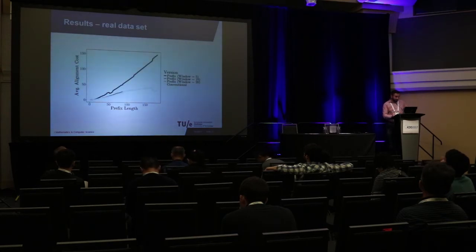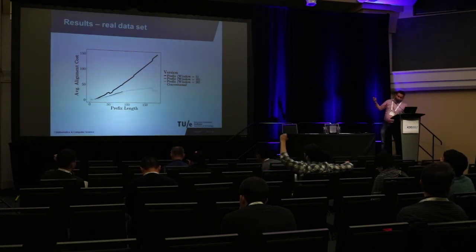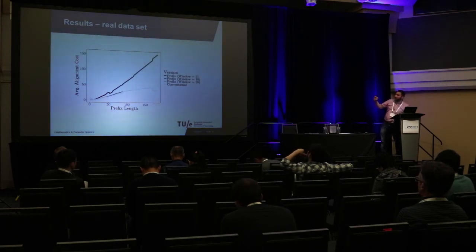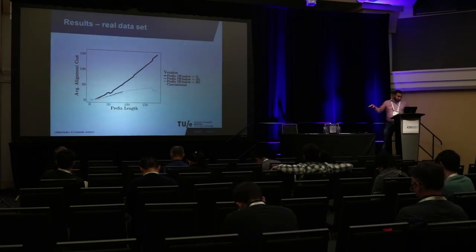And finally, we have the costs, so the quality of the costs, how accurate we are in estimating the costs. And again, here lower is better. Maybe the figure is not so clear, but smaller window sizes result in an overestimating of the alignment costs.